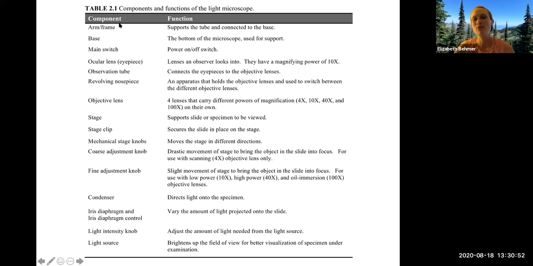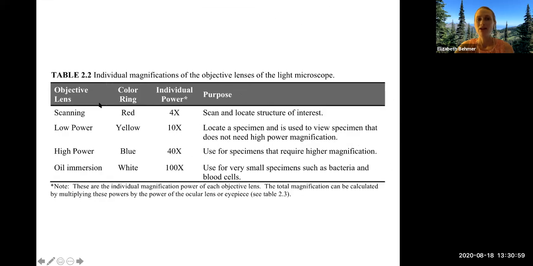If any of that didn't make sense that I was explaining, here's the component and the function of it too. Here it gives you an explanation of those 4 objective lenses and their purpose, how you would use it. And basically, as you work your way up, you're using the 100x for very small specimens.